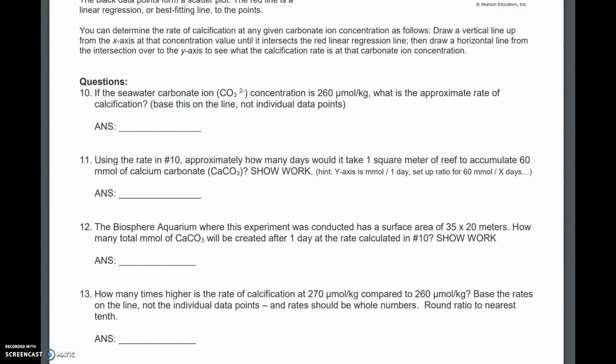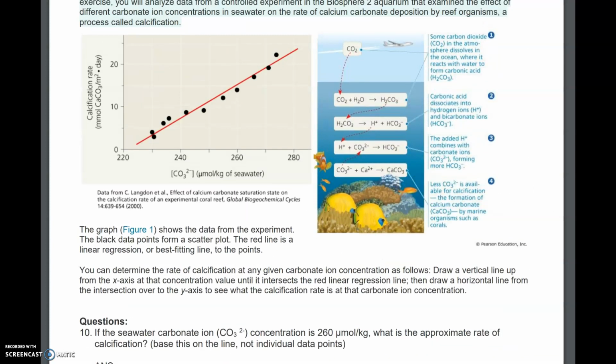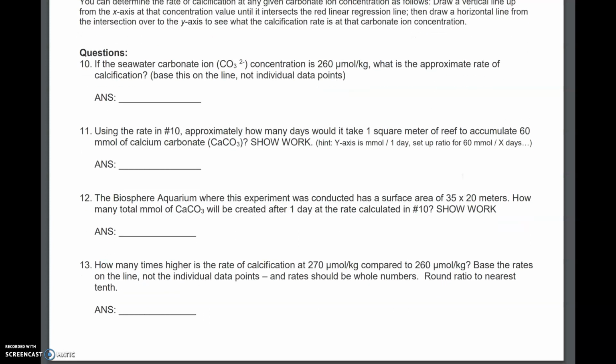So let me go back up here. Our rate at 270 is approximately, I'm going to go with 19, let's just say. That's millimoles of calcium carbonate per meter squared per day, so 19. And at 260, remember we're going by the line, I'm going to say this is approximately 15. Now they're always going to allow some wiggle room, by the way, if it's an estimate. So if it's 19 versus 15, let's go back down here. We just said that our rate at 270 was 19 millimoles per meter squared per day, and at 260 it was 15 millimoles.